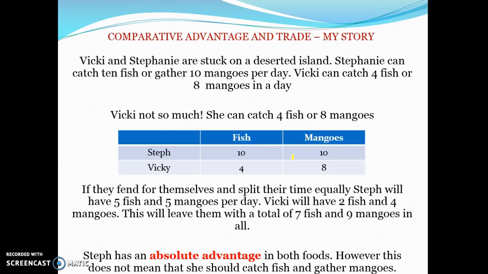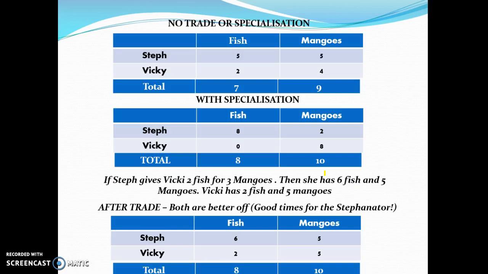Another example here with fish and mangoes that I went through in class. Steph is better at both. She has absolute advantage in both, but she doesn't necessarily have comparative advantage in both. Even though Vicky's not very good at either, she has comparative advantage in one particular product. So if there's no trade, Steph can produce 5 of each, Vicky can produce 2 fish and 4 mangoes.